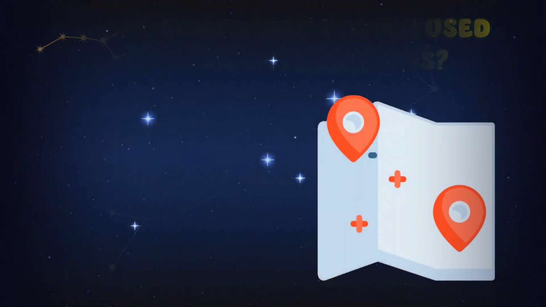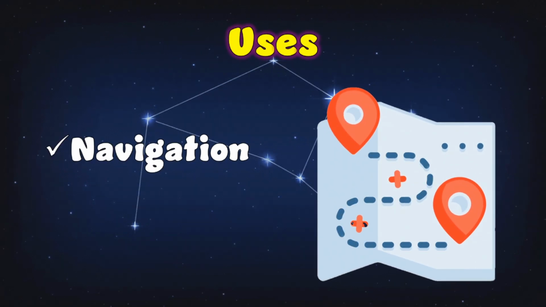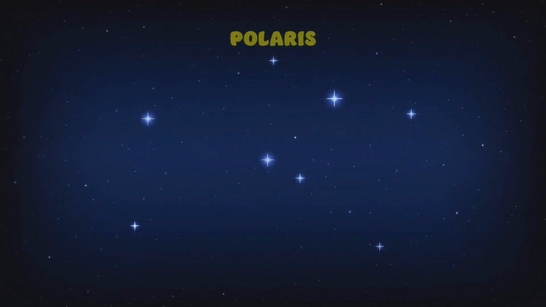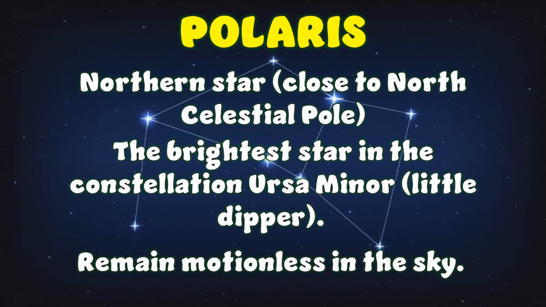How did early people use constellations? First is for navigation. Constellations have been used for centuries to help people find directions. For example, the Big Dipper points to Polaris, the North Star, the brightest star in its constellation, which shows north, since it remains motionless in the sky. Sailors and travelers used constellations to navigate long before compasses were invented.